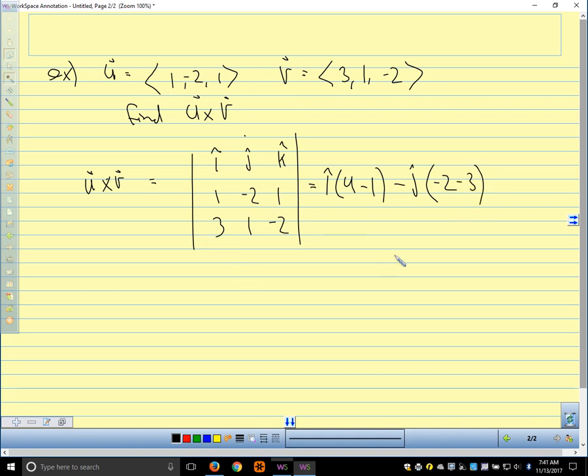1 times 3. And then plus k hat times, we'll cross out that row and that column, find that determinant, 1 minus -6. So we end up with 3 i hat plus 5 j hat, so it's minus 5, and then we've got a minus there, and then a 7 k hat.